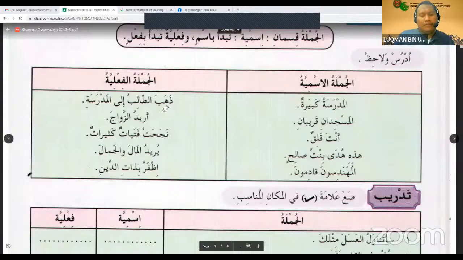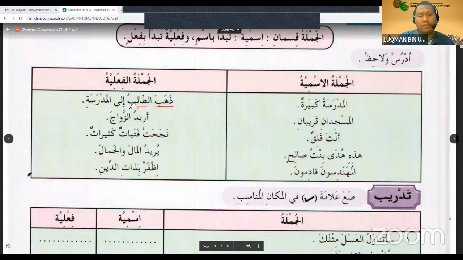Usually SVO. So in Arabic, as we have said, the VSO format, verb, subject, object, is much more common. So like this first sentence, dhahaba is a verb, at-talibu is the subject, the doer, ilal madrasati. But if we translate it, it is translated as the student went to the school. So the noun comes first, the student. If we translate it literally, it is went the student to the school.